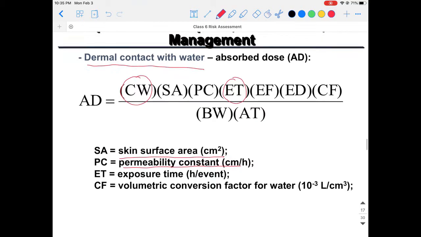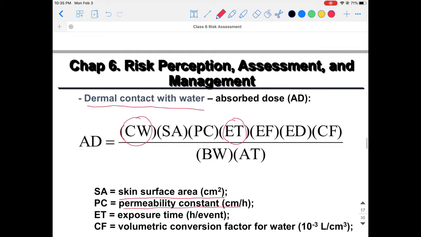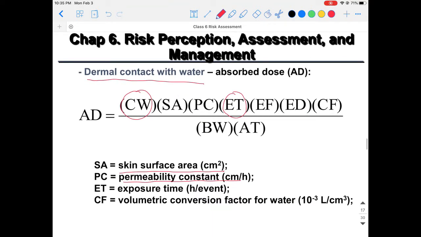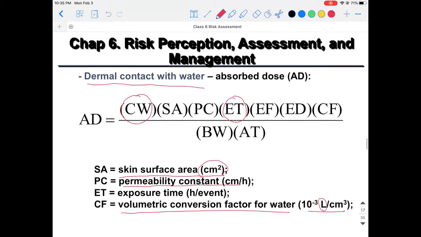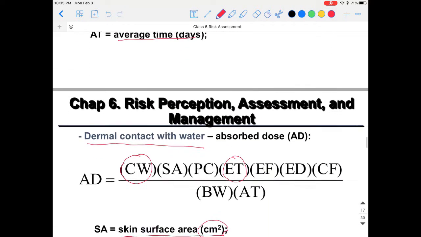And the EF again is the frequency, right? And the ED is the exposure duration. CF is the volumetric conversion factor for water, because we're basically converting this skin contact, which is in units of centimeter squared, into liters, because we want to make sure that the units will cancel, or the units can be unified, right?